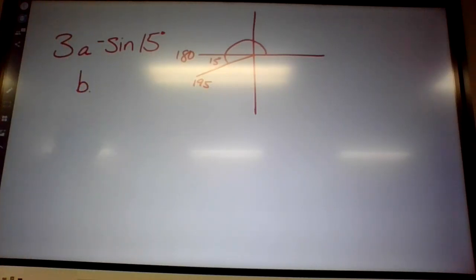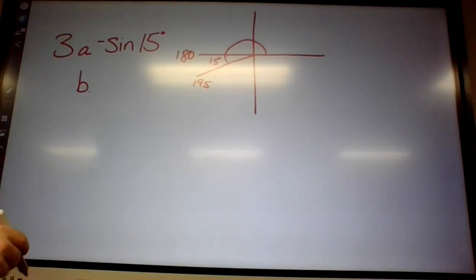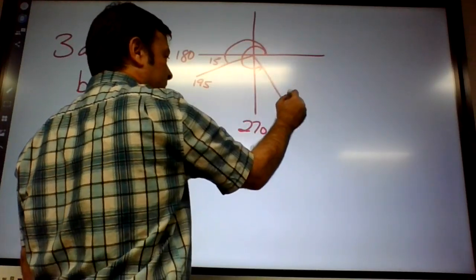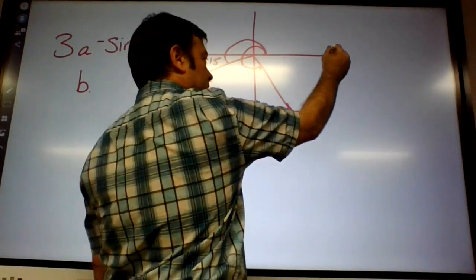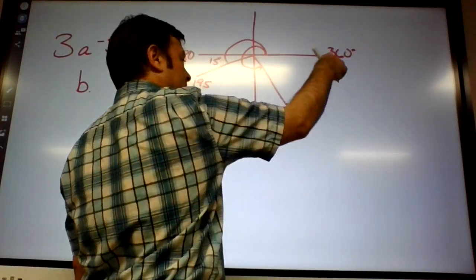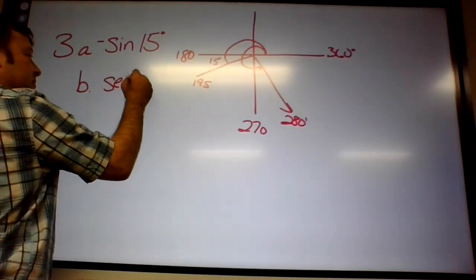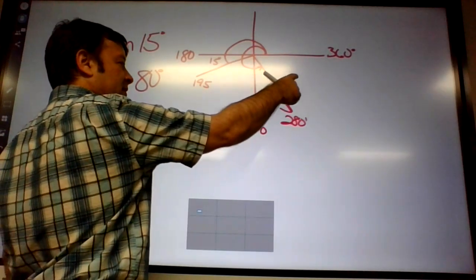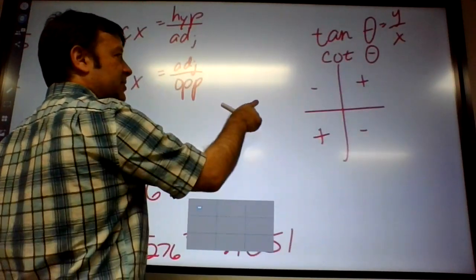Okay, B, secant. Alright, let's start with 280. Where's 280 at? This is 270 right here, so 280 makes it all the way to about right there. So how far is 280 from the x-axis, from 360? 80. So we're going to put secant of 80, but then we need to figure out, is it positive or negative? Secant, remember, goes with cosine. So is cosine positive or negative in the fourth quadrant? It's positive.